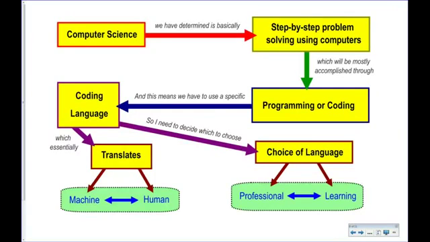So here's where we've kind of gone through with our theory unit. We started with this assumption that computer science is basically step-by-step problem solving using the computer. That was why the first unit kind of got your brain in the right mindset. It talked about problem solving in a step-by-step way.